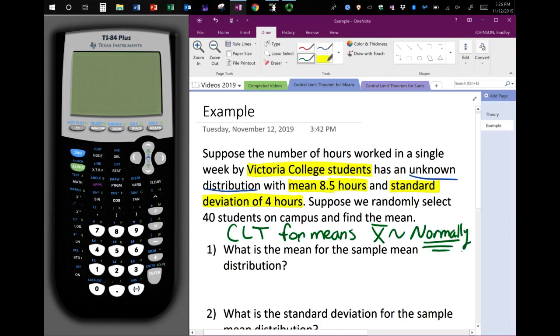Okay, so now we're working with a normal distribution. We come from an unknown distribution, but if you sample many times, as n becomes larger, it will end up approaching a normal distribution curve. All right, so let's answer question 1. What is the mean for the sample mean distribution? The sample mean distribution is exactly this, X bar. That X bar represents the sample mean distribution.